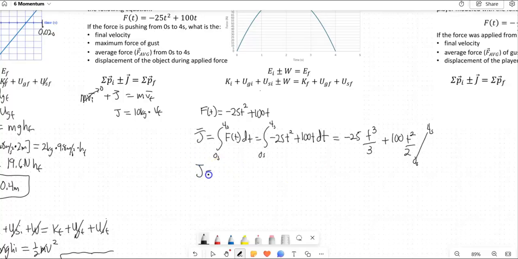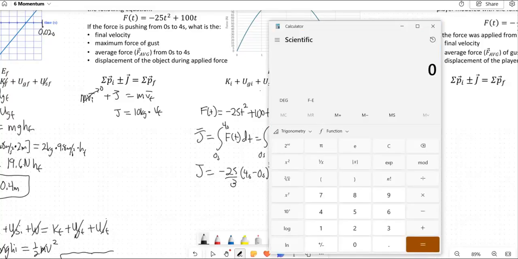So this impulse that we're going to get is going to be negative 25 divided by 3, and we're going to go 4 seconds minus 0 seconds, and we're going to cube that, and then we're going to add to that 100 divided by 2. I just took the 2 and brought it to the front, and that's going to be 4 seconds minus 0 seconds squared.